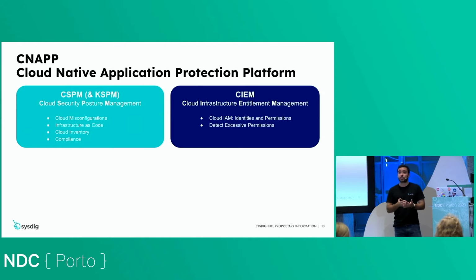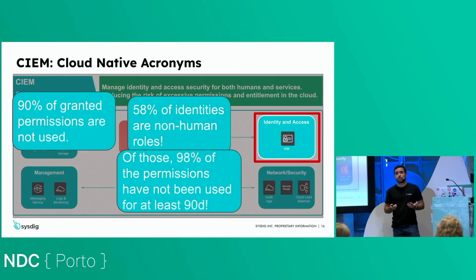A lot of attacks actually happen because identities have more access than they should have. Here is some data: 90% of granted permissions are actually not used. And a very interesting one, in my opinion, is that 58% of identities are non-human, right? Those are services accessing other services. And out of those 58%, 98% of them have permissions that have not been used in the last 90 days. That definitely shows how we are over-permissioning here, and that's a big, big problem.